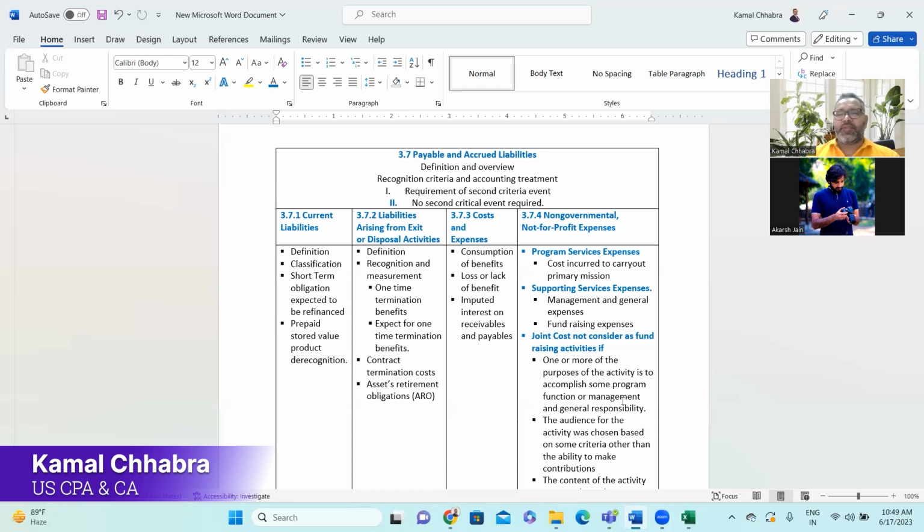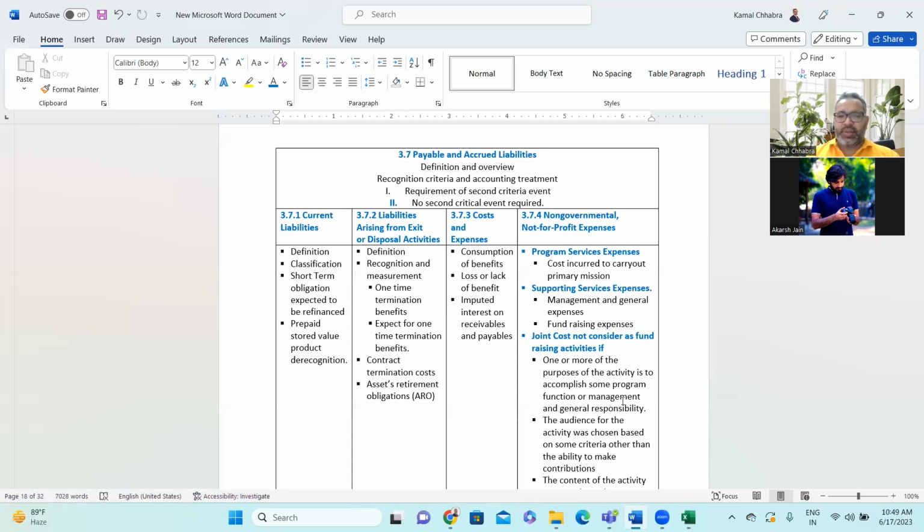So the expenses which you are debiting may be either a cost or an expense. You'll be understanding consumption of benefit, loss or lack of benefit, and imputed interest on receivable and payable. Those kinds of concepts we'll be understanding, and also the journal entry for the same.